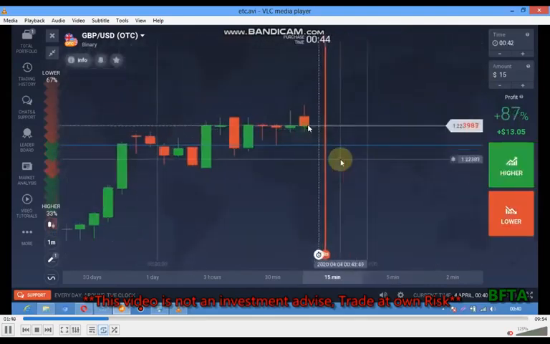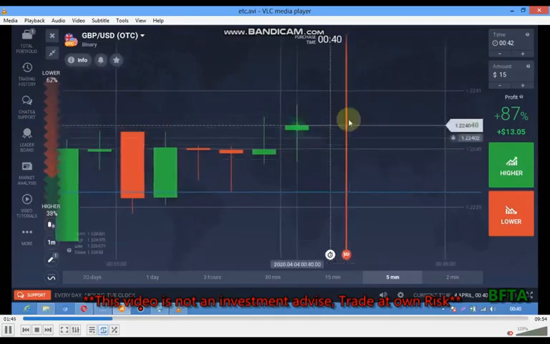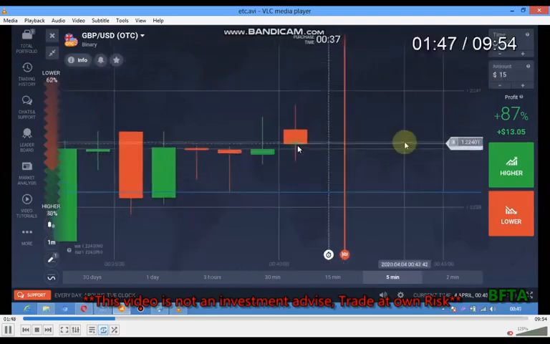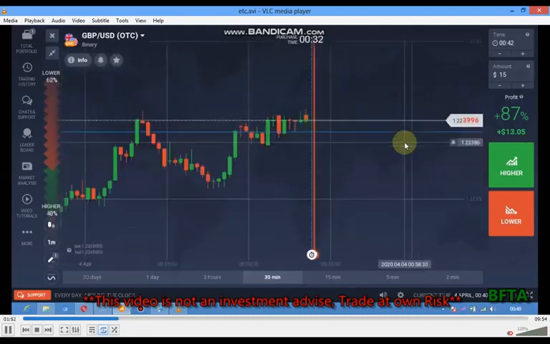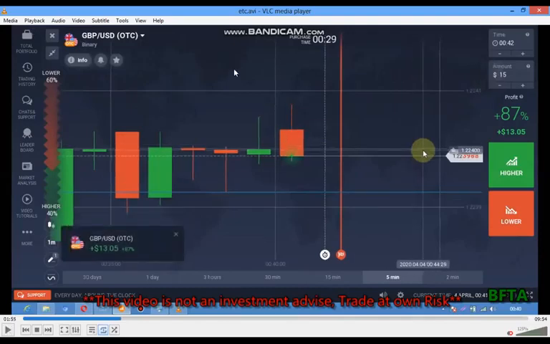Now watch where this bearish candle will close. Watch closely. You can see where it's closed. It's closed below this bullish candle. You can see the dotted line. It's closed below this bullish candle. It means that buyers will enter with a rejection. Buyers will enter.